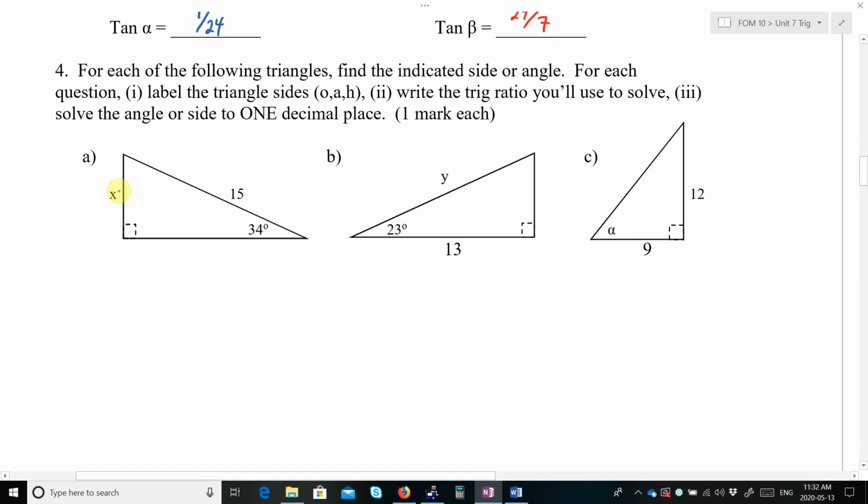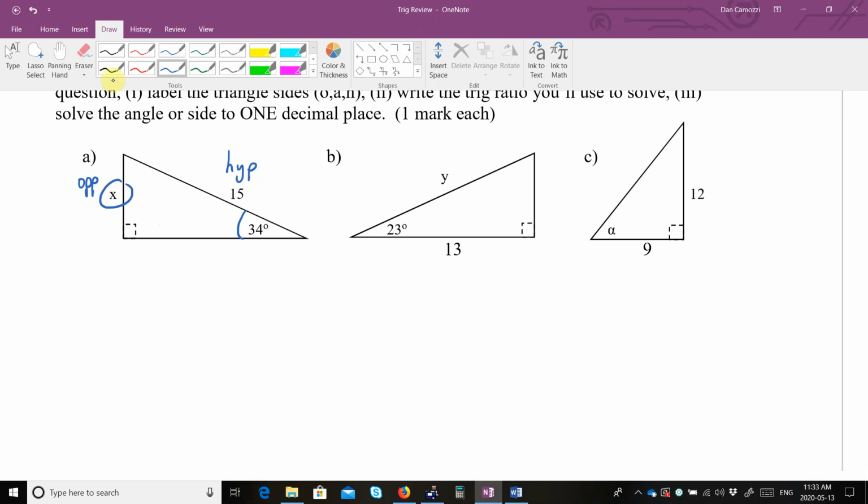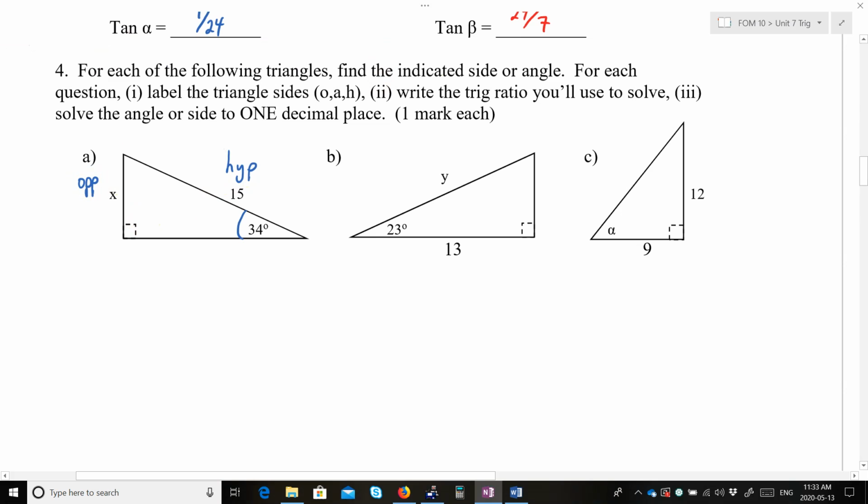Okay, so in A, they want us to figure out that side x. There's the angle you have. Across from the angle is the opposite. Across from the 90 is the hypotenuse. So we are looking for the opposite, and we have the hypotenuse. If we think SOHCAHTOA, which trig ratio deals with opposite and hypotenuse?